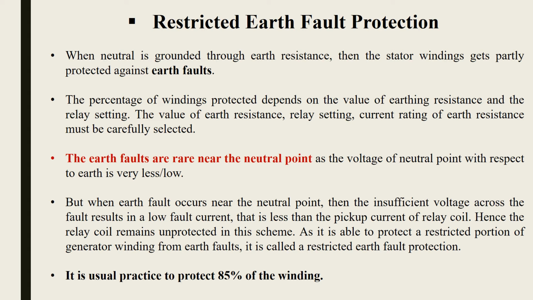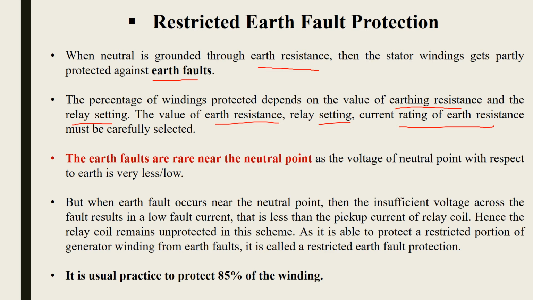Restricted earth fault protection. When the neutral is grounded through an earth resistance, meaning when the stator windings are grounded with the help of the earth resistance, then the stator windings are not fully protected, only partially protected, as the portion that is protected depends upon the value of earth resistance we have taken plus the relay setting conditions. The value of earth resistance, relay setting and current rating of the earth resistance therefore need to be carefully selected in restricted earth fault protection.